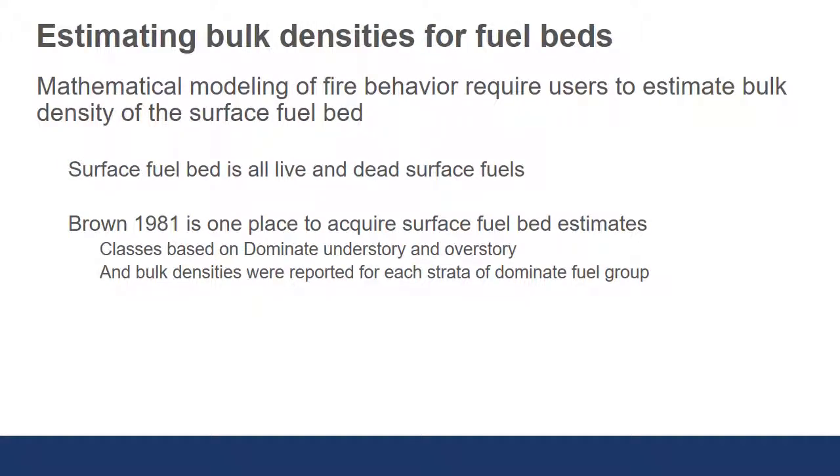To mathematically model fire behavior, you must enter an estimated bulk density for the fuel bed. This surface fuel bed is a collection of live and dead fuels of various sizes. One way to estimate this is to use bulk density values reported in Brown. These estimates are for several dominant fuel groups in the northern Rocky Mountains. The classes were developed based on the dominant understory and overstory, and bulk densities are reported for the dominant fuel groups.